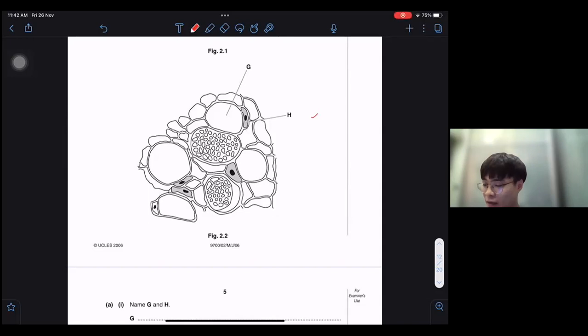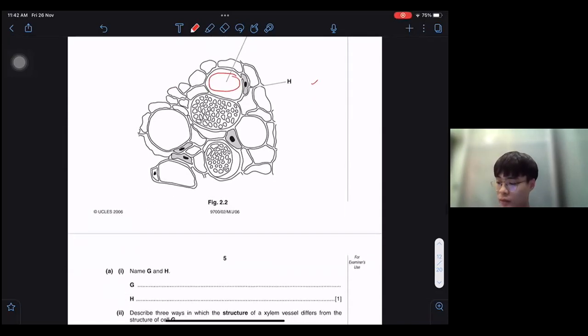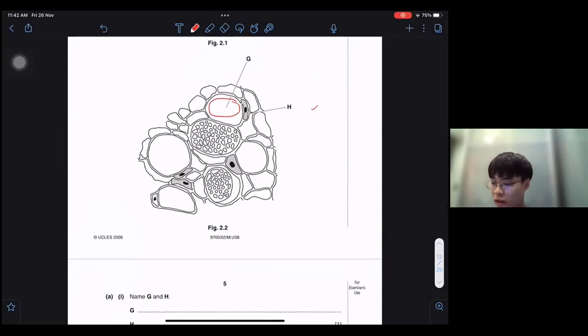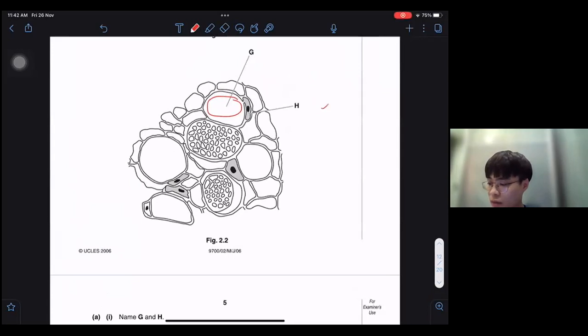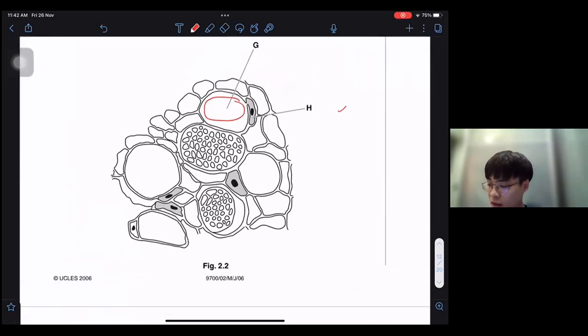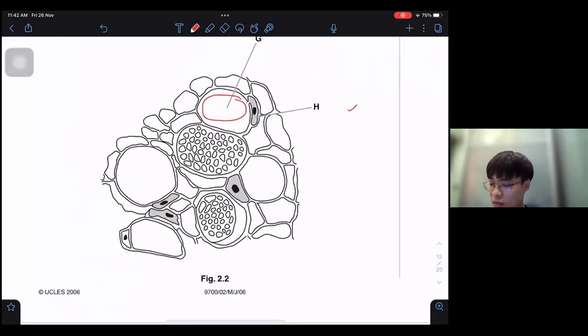It's okay. For G, since the cell is big, it's actually a sieve tube. And for H, there's a small cell beside a sieve tube, so this is a companion cell. And you can see this part is actually plasmodesmata.